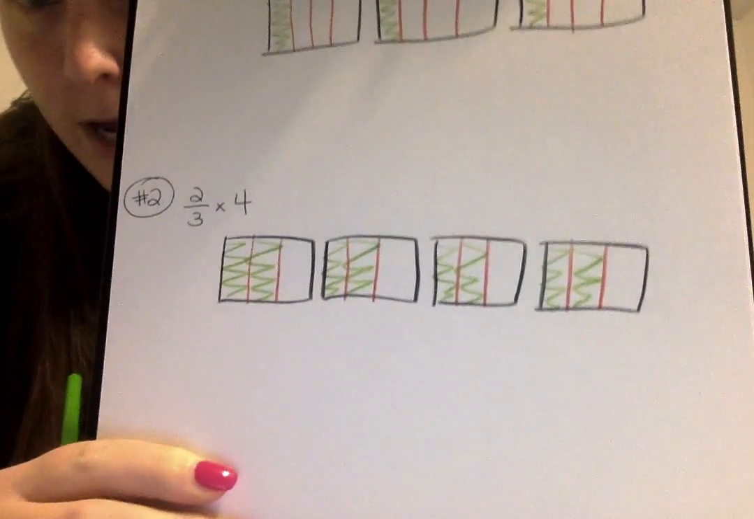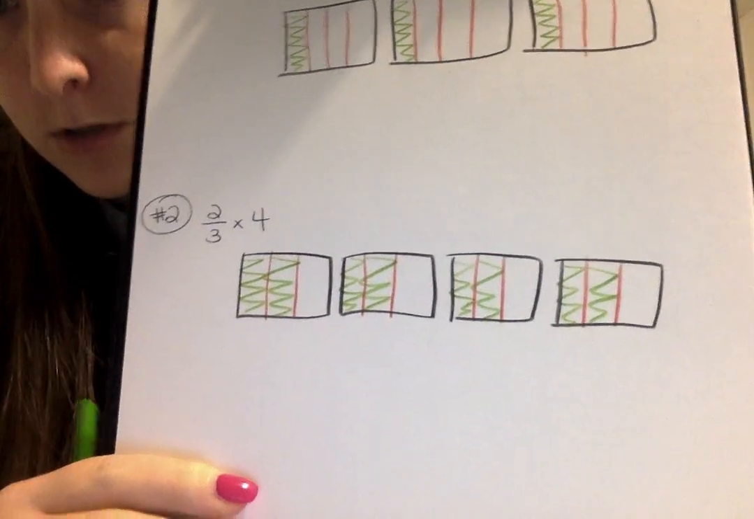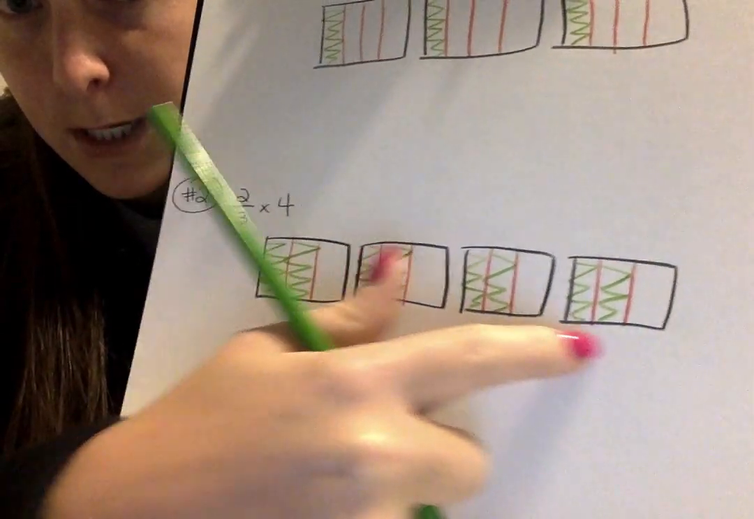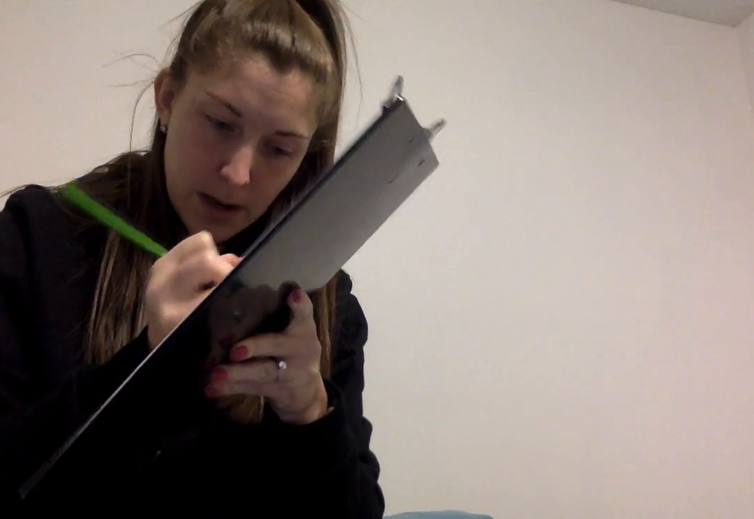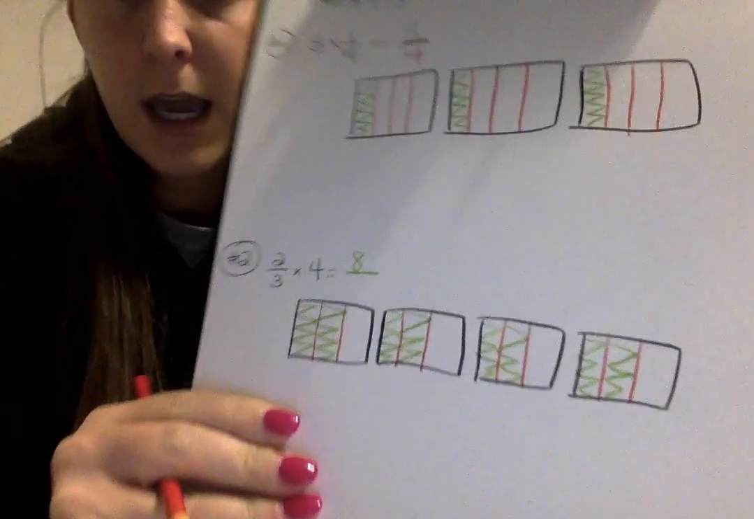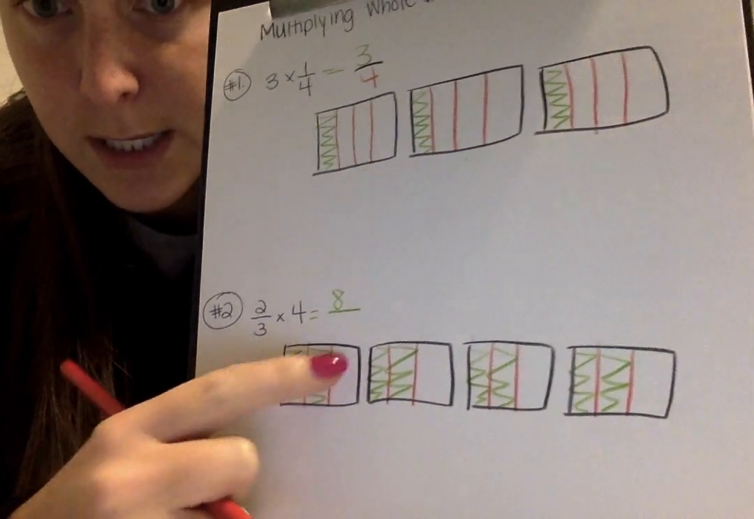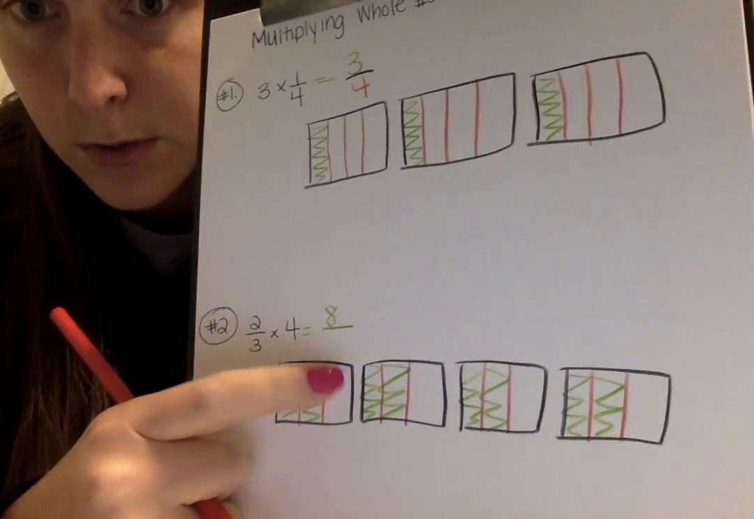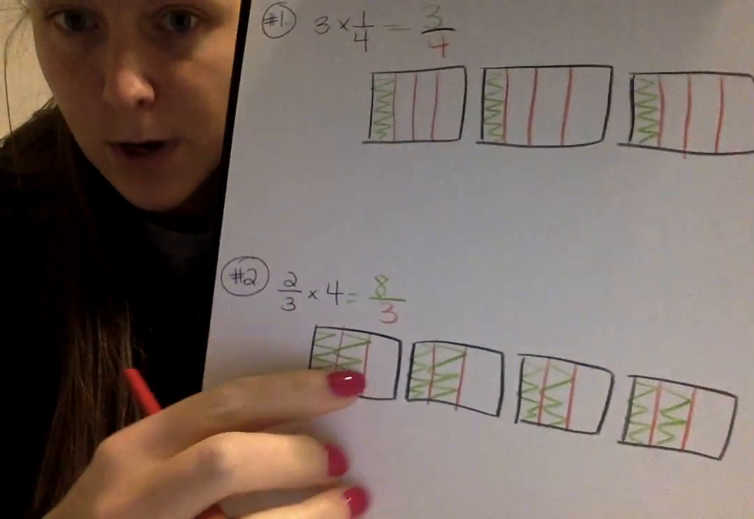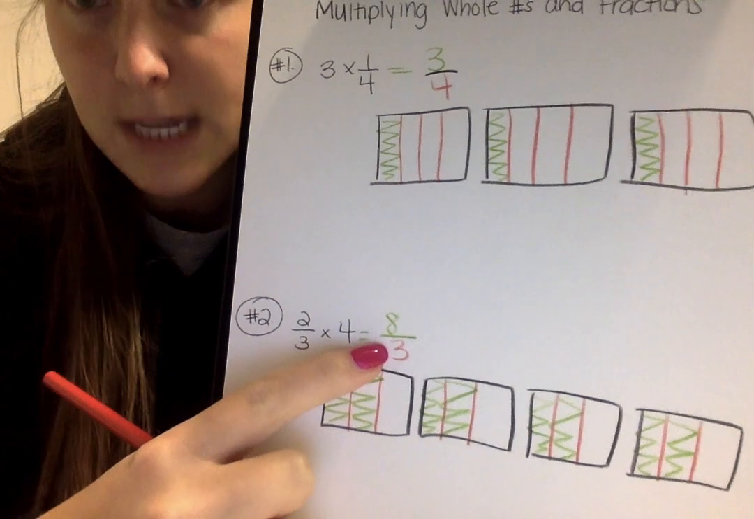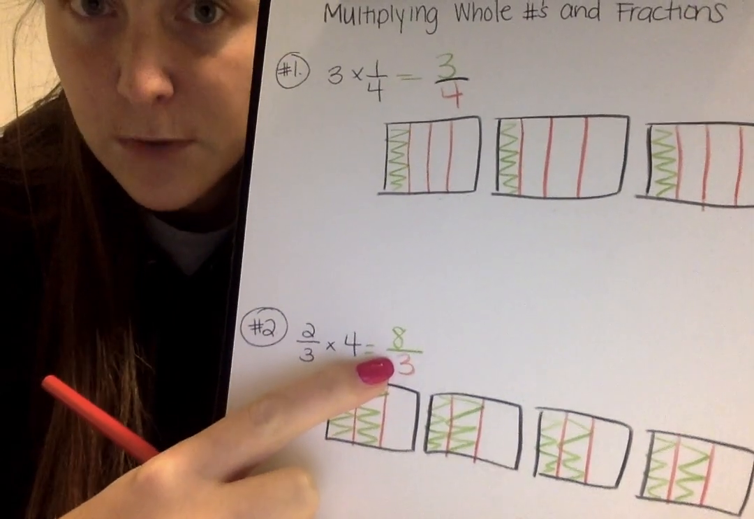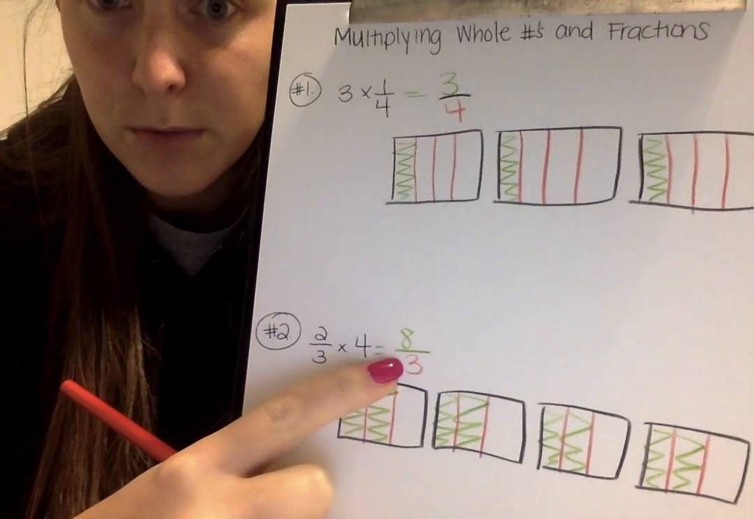Now, how many pieces do I have shaded? I have 2, 4, 6, 8 pieces shaded. So I know 8 is going to be my numerator. And that is out of how many pieces in one rectangle? 1, 2, 3. So 3 is going to be my denominator. Many of you should recognize the fraction 8/3 as an improper fraction. These fractions can be changed to mixed numbers. So I'm going to go ahead and set that up to do that.